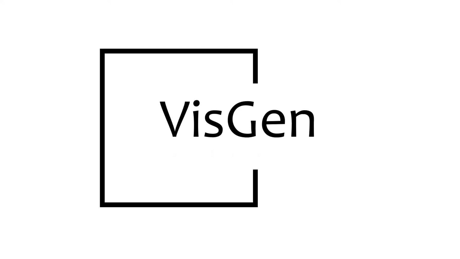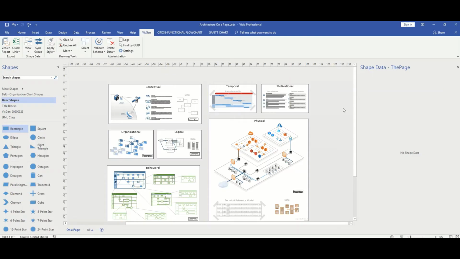I'm going to demonstrate how to synchronize data between shapes using VisGen for Microsoft Visio. I often have a need to depict an element of my design multiple times across my architecture, especially if I'm answering the standard interrogatives of who, what, when, where, why, and how.